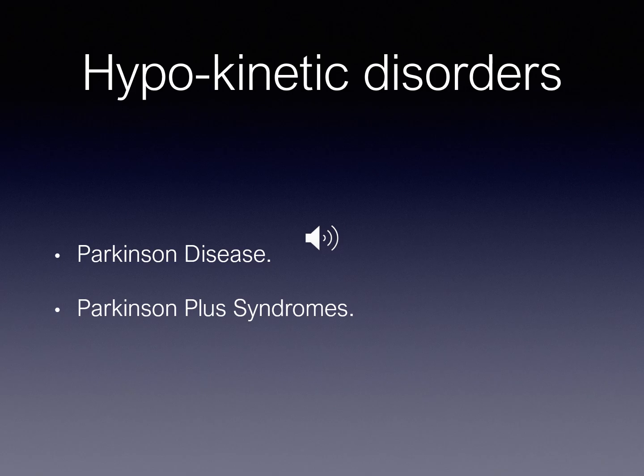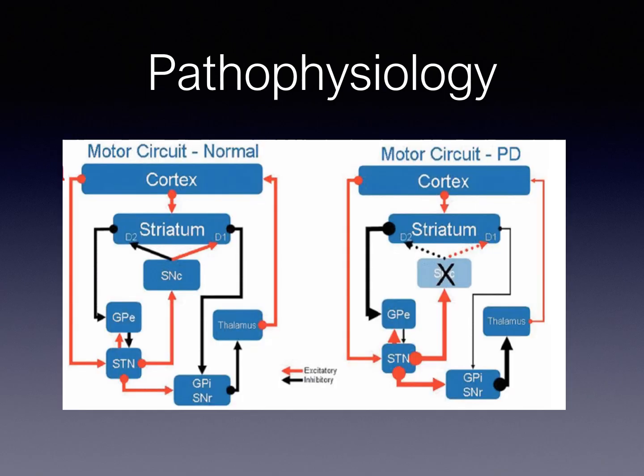Today, I'm also going to talk about hypokinetic disorders, including Parkinson's disease and Parkinson plus syndromes. To understand Parkinson's disease and other movement disorders, we have to understand the physiology and the pathophysiology of the basal ganglia. In the diagram on this side of the screen, this is in a normal subject.